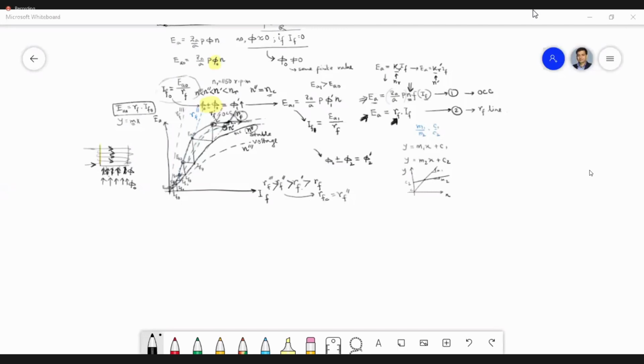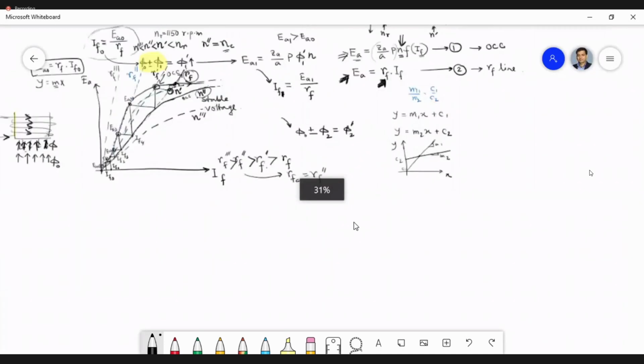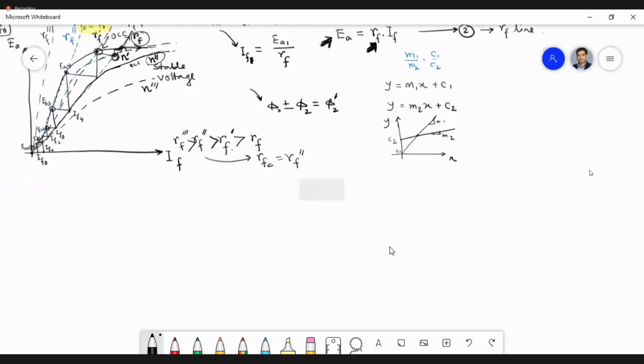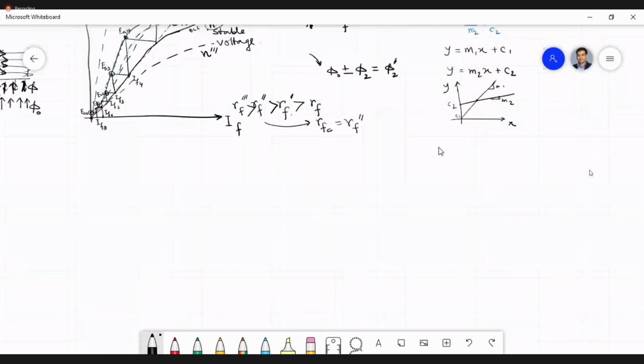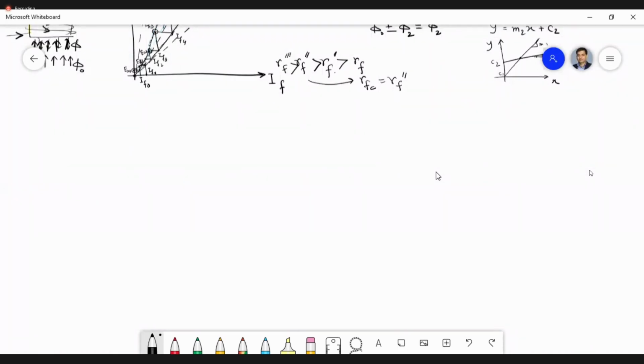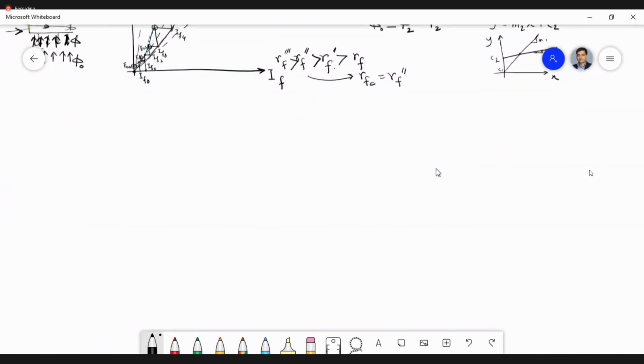Okay, correct. So I think some of you have already understood the process of voltage buildup in a DC shunt generator and what conditions must be fulfilled to get the voltage buildup in a DC shunt generator. So anyway, today we'll start a new thing because we are already late.